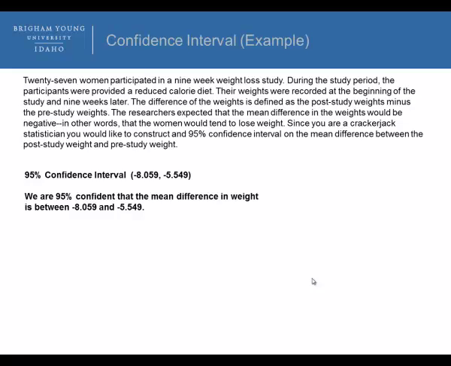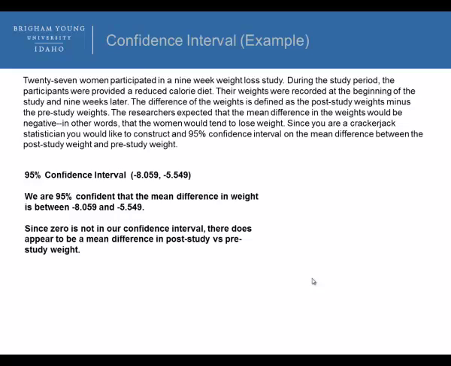So the question now is, can we tell if there's a difference between pre-weight and post-weight? Well, the answer is yes. Since 0 is not in our confidence interval, there does appear to be a mean difference in the post-study versus pre-study weight. So in essence, for a confidence interval with matched pairs or paired sample data, if 0 is in our confidence interval, we cannot detect a difference between the two groups. But if 0 is outside of our confidence interval, then we can detect a difference.